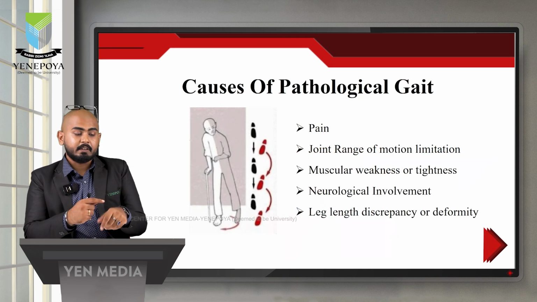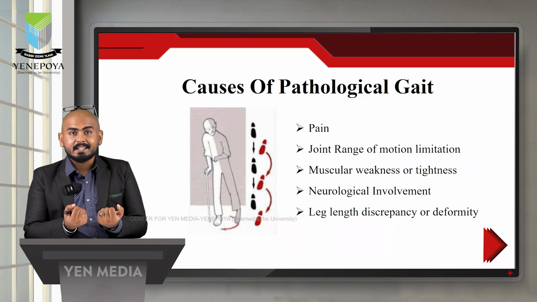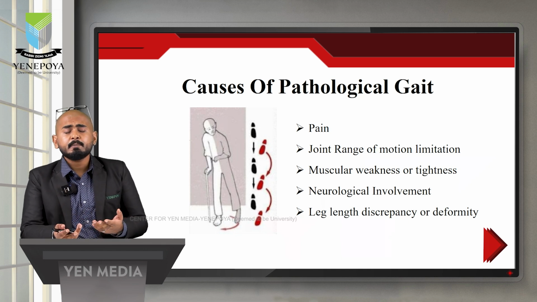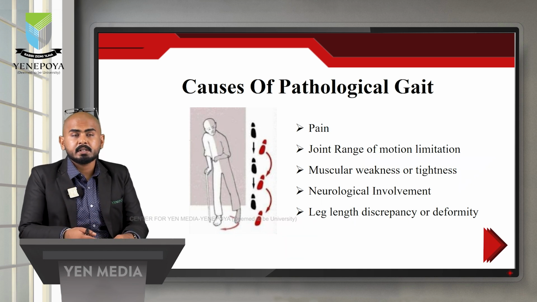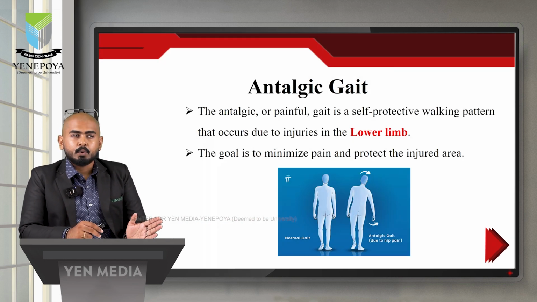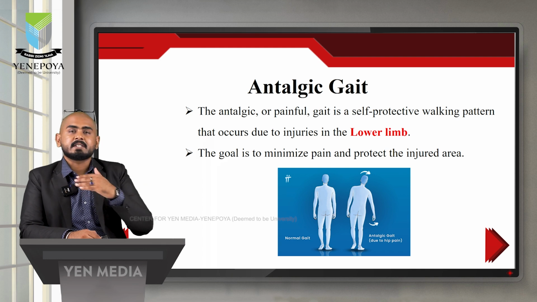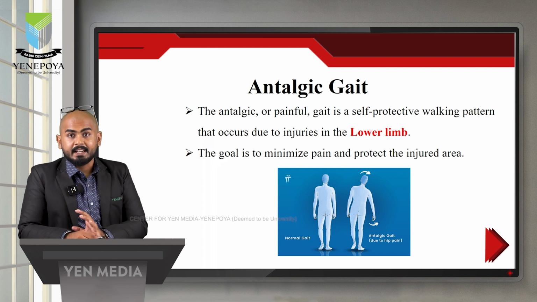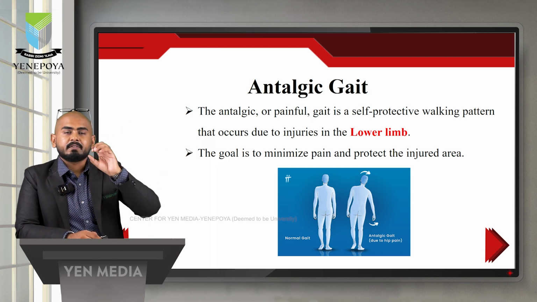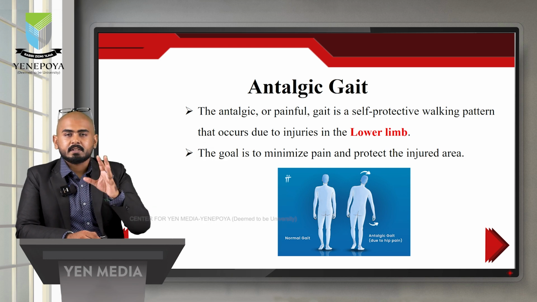This can be because of pain. It can be because my joint is not extending or flexing properly. It can be because of muscle tightness or weakness, a neurological involvement, or limb length discrepancy or deformity. Now we are going to briefly discuss a few of the pathological gaits. Again, it's a huge umbrella. I've taken a few up and we'll be discussing them.